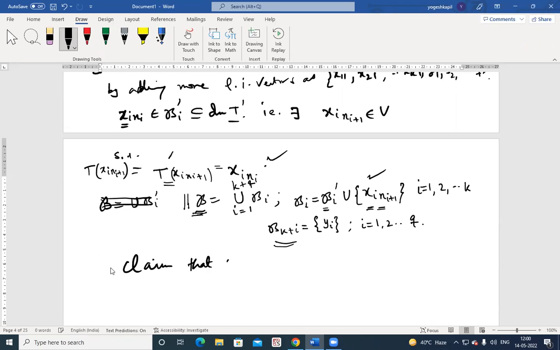that this B is a basis of V. How can it be a basis? It will be a basis if I can prove that the cardinality of this is exactly the dimension of V, one. Second part, all the elements of this B, they are linearly independent. Is that all right?